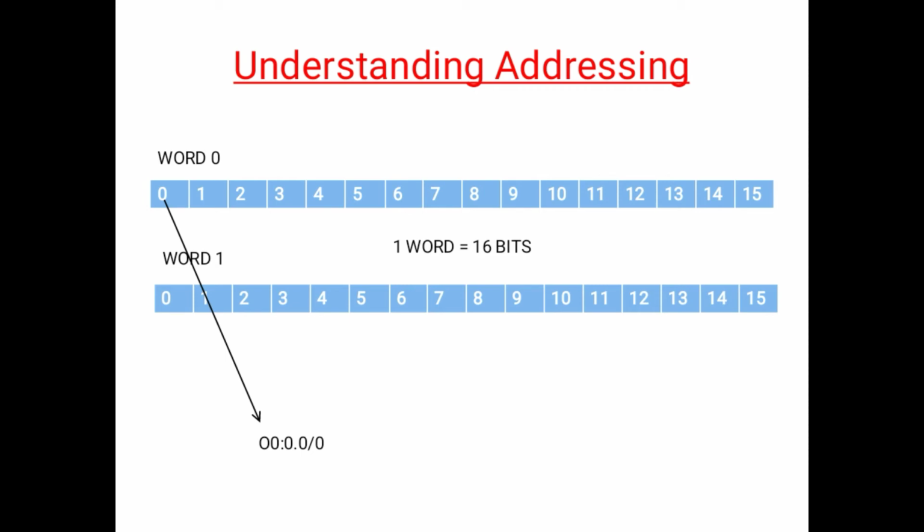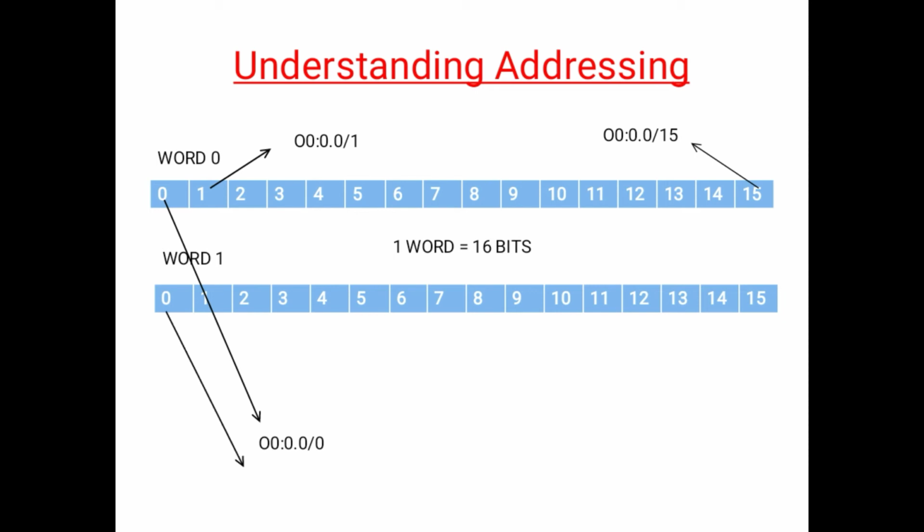In word number 0, it is the first word, first bit, and similarly for the second bit only the bit number will change, the rest will be the same. O colon slot 0 dot word 0 slash bit number 1, and it will repeat up to 15: O colon slot number 0 dot word number 0 slash 15. So this is the addressing of the 16th output in word number 0.